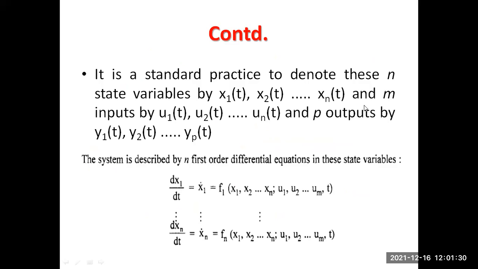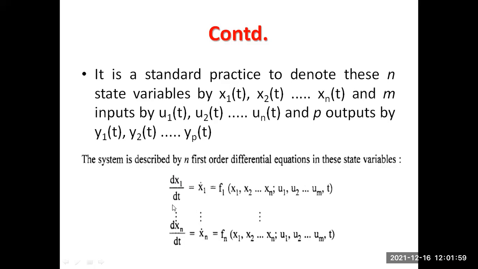This x1 dot is a function of x1, x2 up to xn, which are your state variables, and u1, u2 up to um, the input variables, and obviously the time t. So x1 dot is a function of all the state variables, all the input variables, and time. This is basically the complete definition of a differential equation.